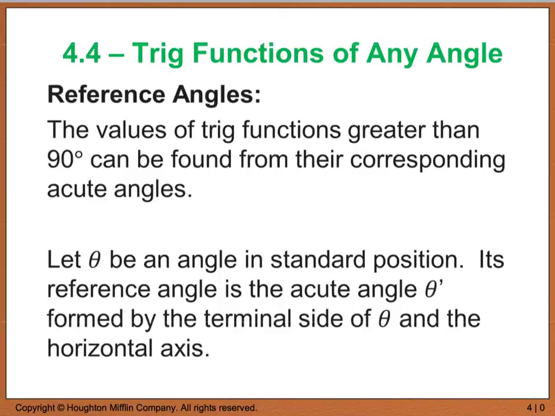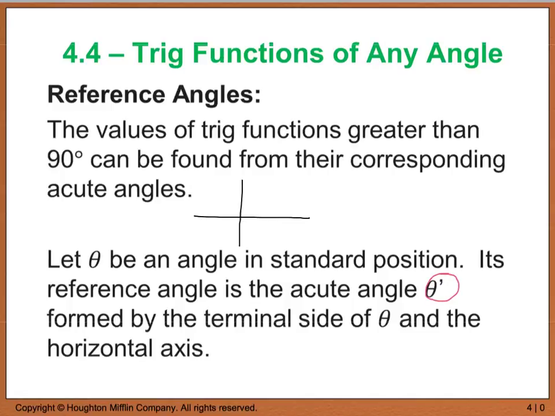The values of trig functions that are greater than 90 degrees can actually be solved by finding their corresponding acute angles. So the definition of a reference angle says, let theta be an angle in standard position, and its reference angle is the acute angle, and it's represented by theta prime. Theta prime means reference angle. So the reference angle is formed by the terminal side of theta and the horizontal axis.